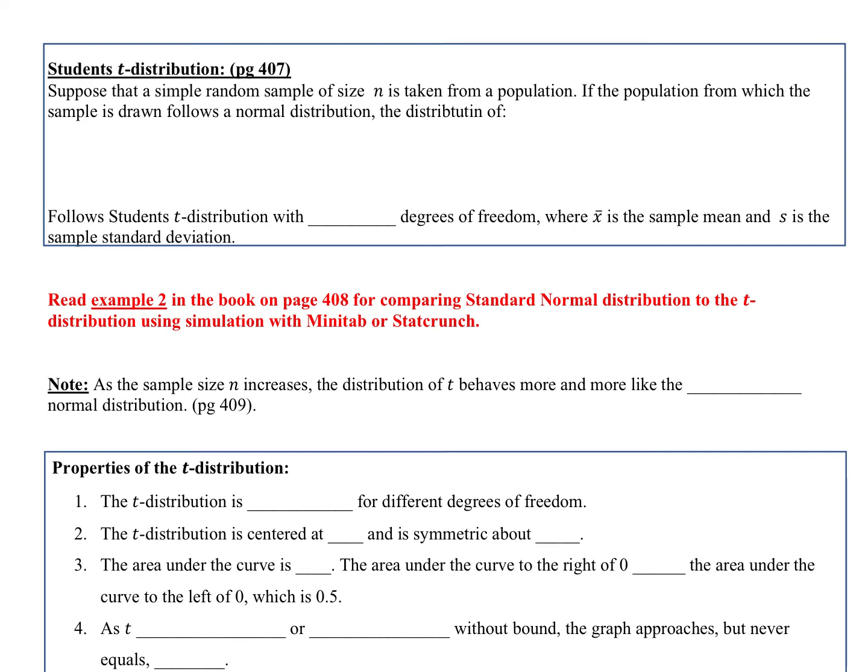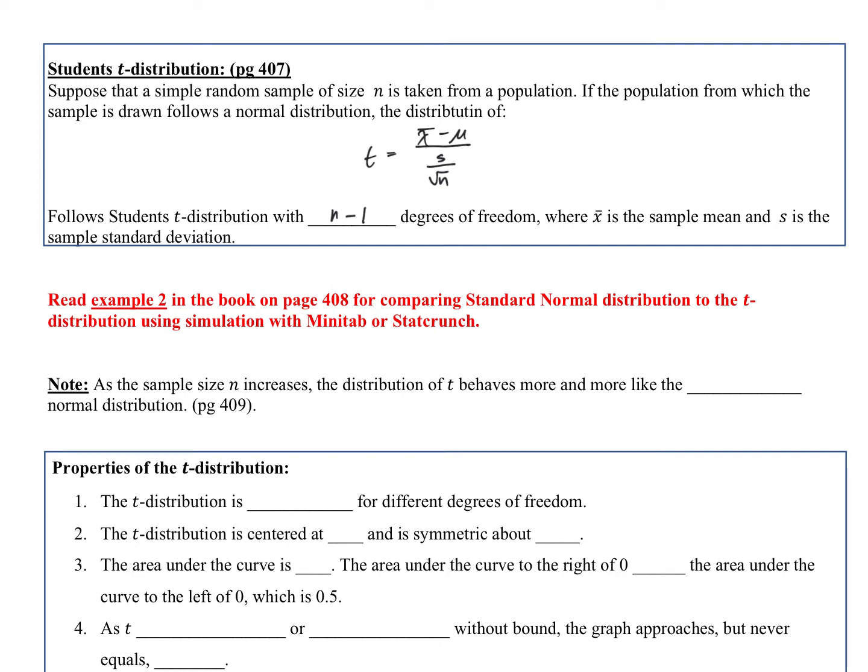Okay, so suppose that a simple random sample of size n is taken from a population. If the population from which the sample is drawn follows a normal distribution, the distribution of t equal to x bar minus mu divided by s over the square root of n follows the student's t distribution with n minus 1 degrees of freedom, where x bar is the sample mean and s is the sample standard deviation.